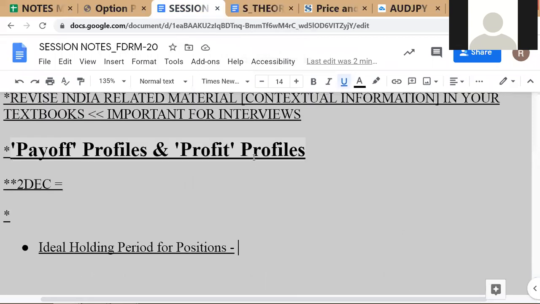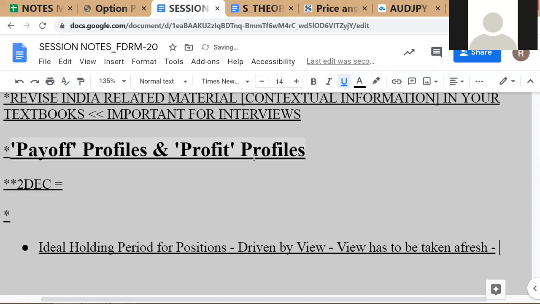Yes, sir. It depends on me, whether I have to wait or I have to sell. Yes, and the view has to be taken afresh. It's like taking guard in cricket. After every ball you're taking a fresh guard. So the view has to be taken afresh. I'm writing it in a very strict way: multiple times a day, if required.